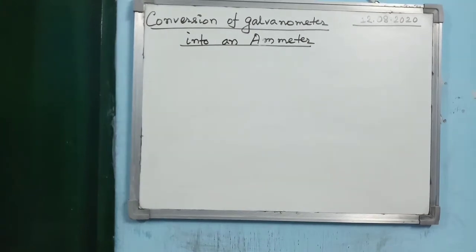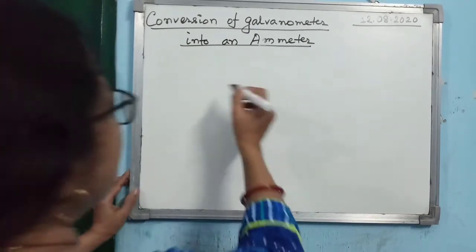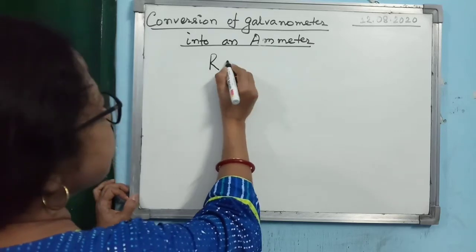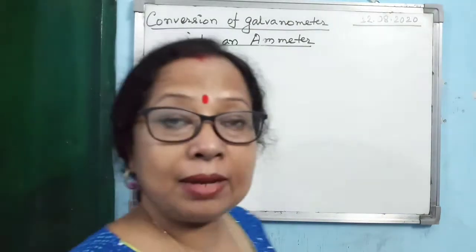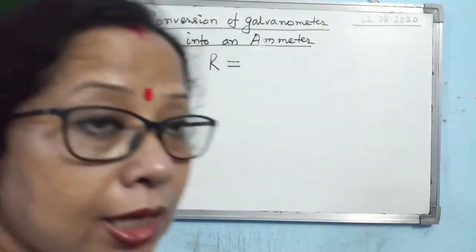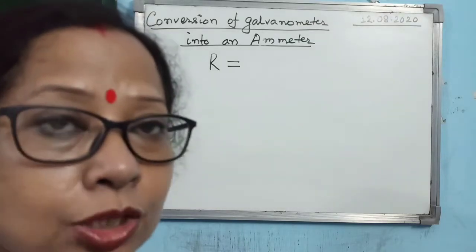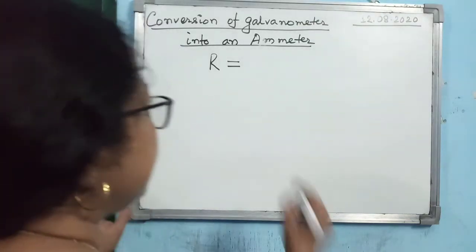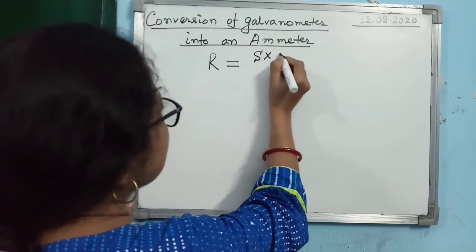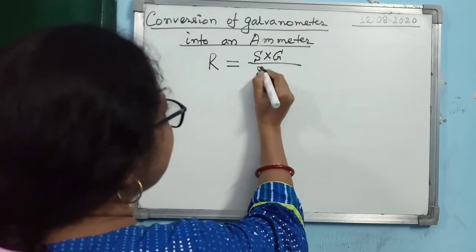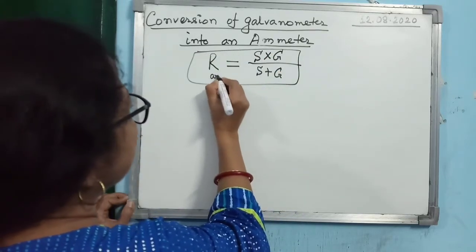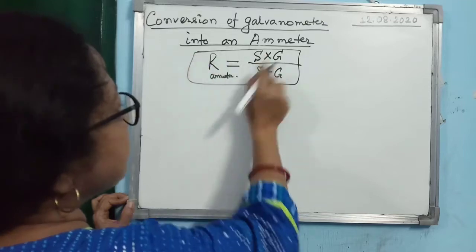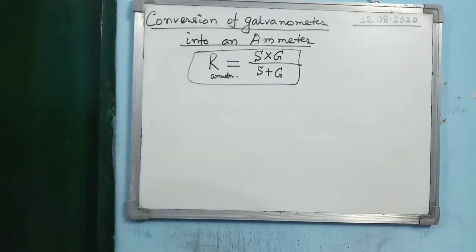Now one more point you have to remember. What will be the resistance of the ammeter? You see, we get the ammeter by connecting S in parallel to G. So it will be the equivalent resistance of the parallel combination of S and G. So you can write it as S into G divided by S plus G. This is the resistance of the ammeter. Alright, remember. The resistance of the ammeter will be S into G divided by S plus G.